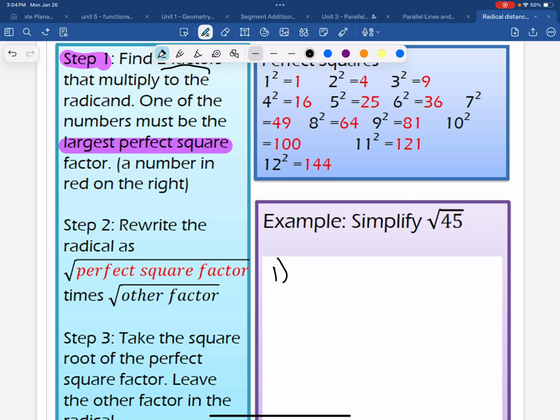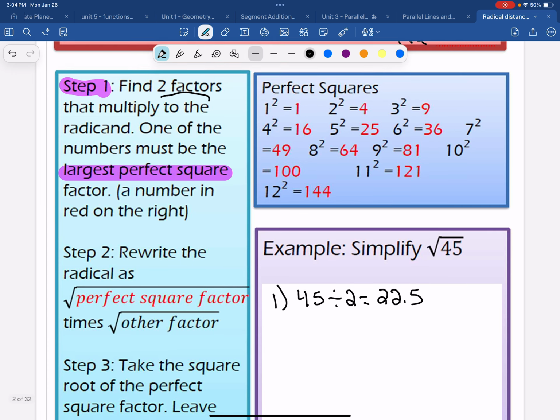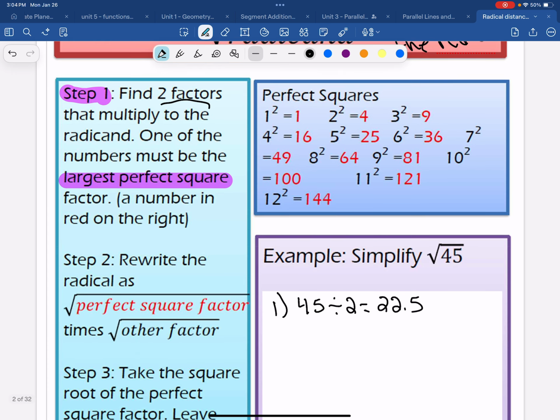And you're going to do 45 divided by 2, and that gives us 22.5. All right, so that gives us a starting point. So I'm going to go up here to our perfect squares and I'm going to look. 22.5 is between 16 and 25. So I'm going to start with 16.